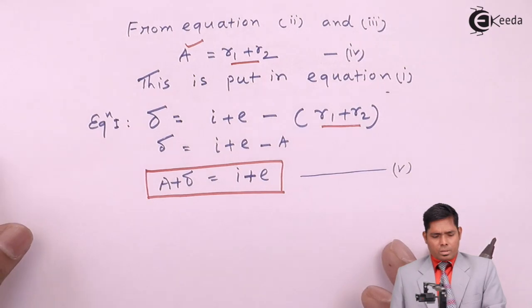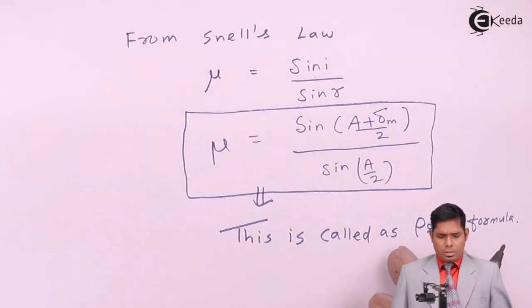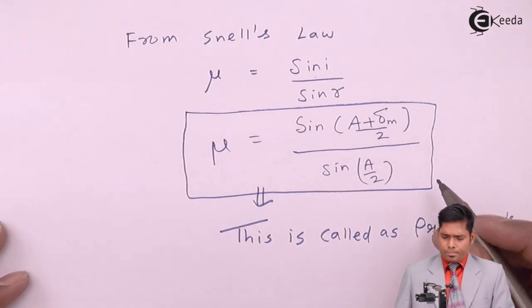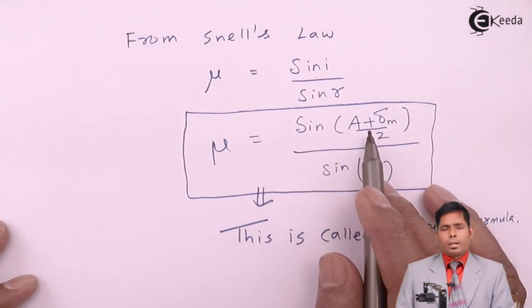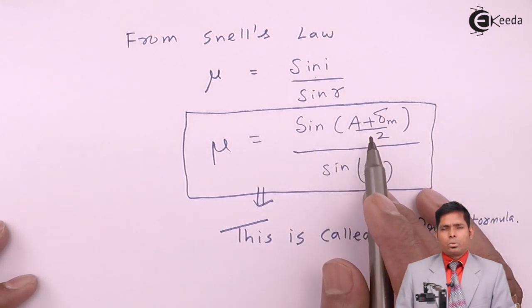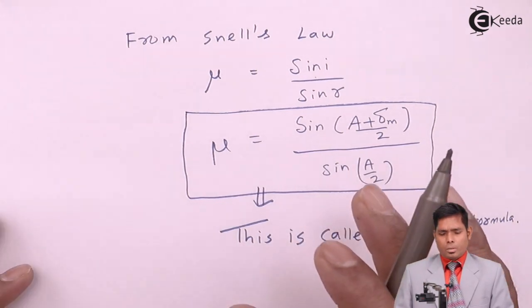The final expression we got was mu equals sin of (A plus delta m) by 2 divided by sin A by 2. This is the prism formula. Okay, thank you.